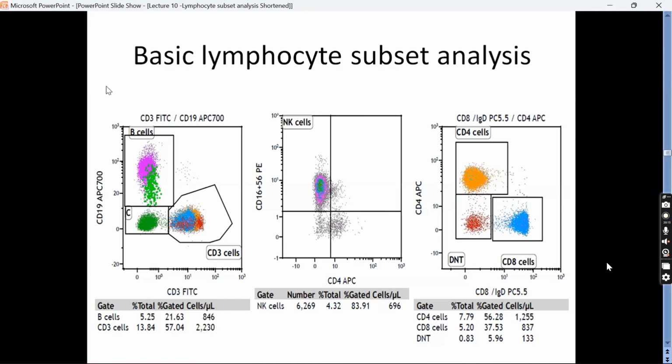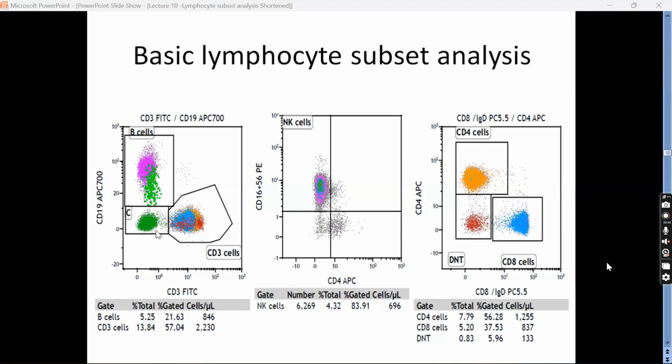Now once I get the CD45 bright lymphocyte population, I get that population in a CD19 versus CD3 plot. So I get 3 populations. One is the CD19 positive population, which are the B cells, and the CD3 positive population, which are the T cells, and a double negative population. Once I have the software, I'll get the values. Like now the B cells are 846 cells per microliter, and T cells are 2230 cells per microliter.